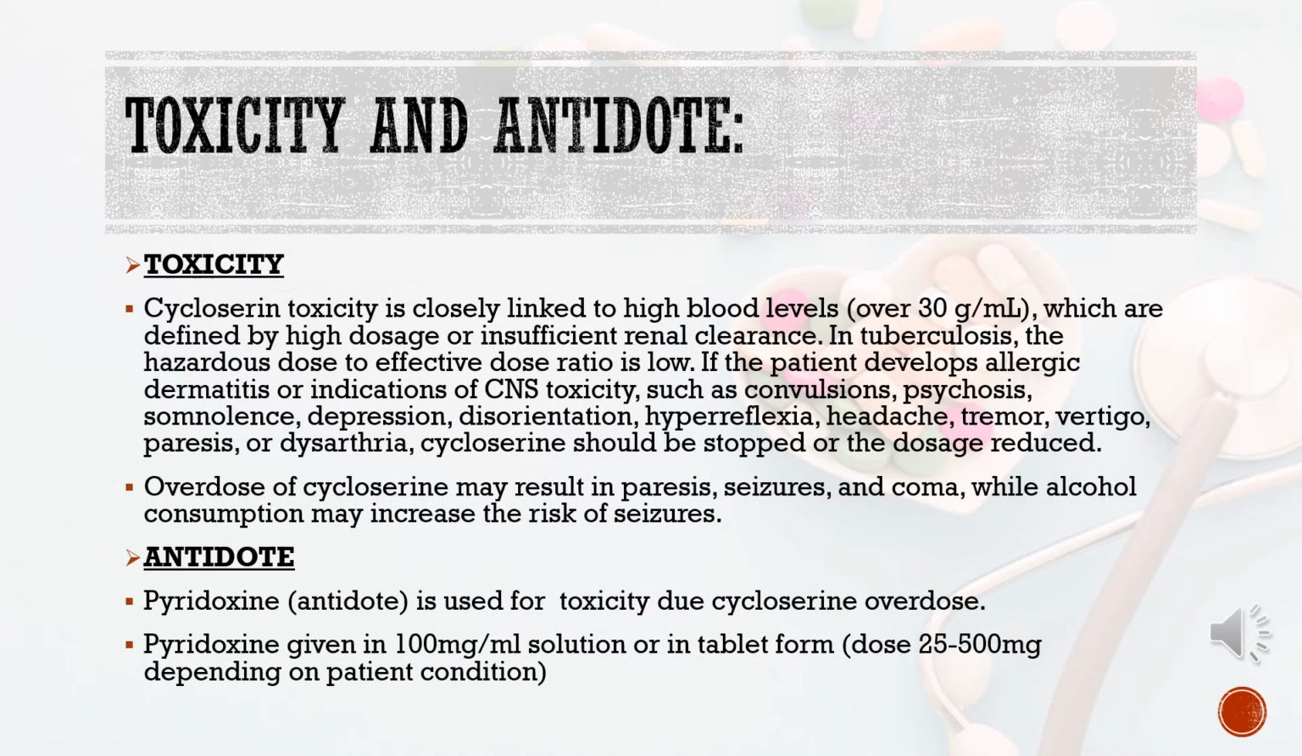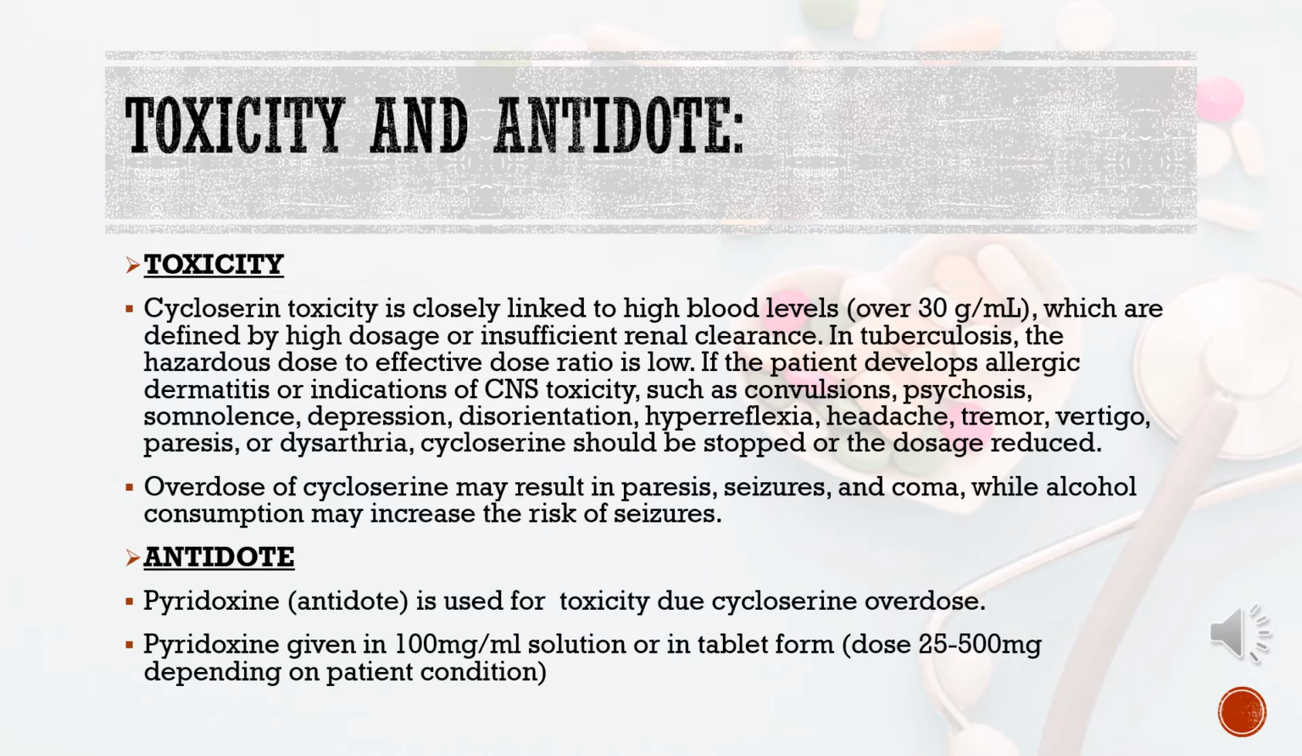Now the toxicity and antidote. Toxicity of cycloserine occurs when a high dose is given or if the patient has insufficient renal clearance. The most common toxicity is that the patient may develop allergic dermatitis, or also there is a high chance of CNS toxicity that may cause psychosis, depression, headache, vertigo, etc. Overdose of cycloserine may lead to seizures or coma. So in these conditions cycloserine should be stopped, or maybe we have to adjust the dose of the drug.